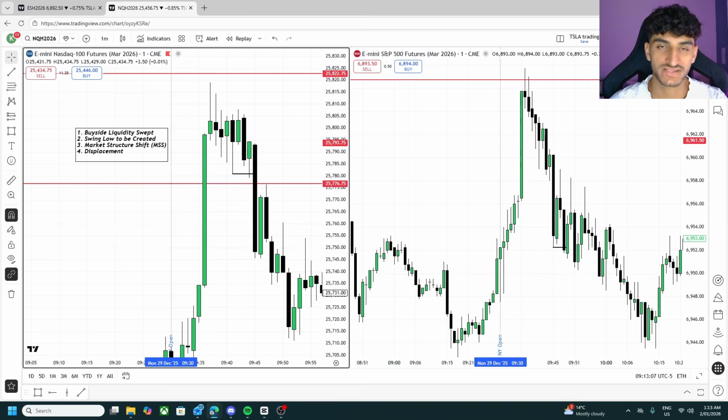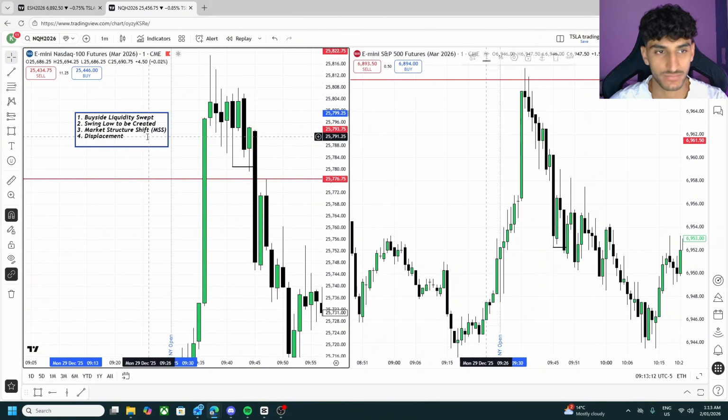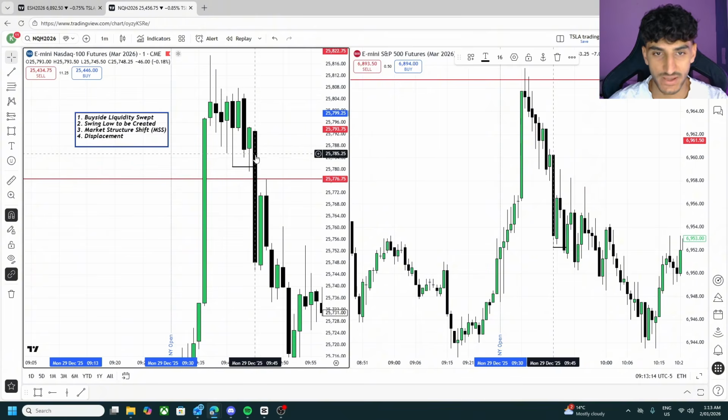Now step number 3 and step number 4 are a market structure shift and a displacement. And essentially what a market structure shift is, this candle right here at 945 closes below this swing low right here. That is just called a market structure shift. And a displacement is within that market structure shift. As you can see, it's a strong impulsive move to the downside.